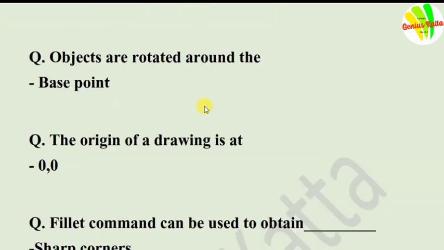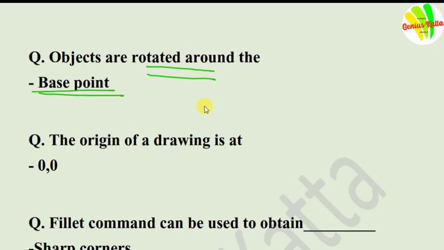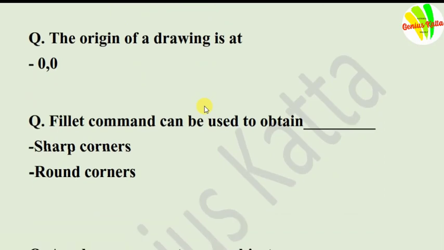Objects are rotated around the base point. The origin of drawing is at... triple star question. In a number of exams, this question is asked. The origin of drawing is at 0, 0.